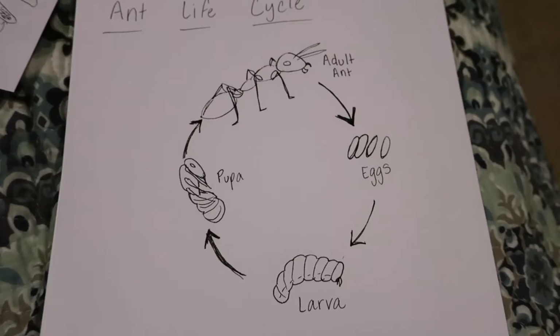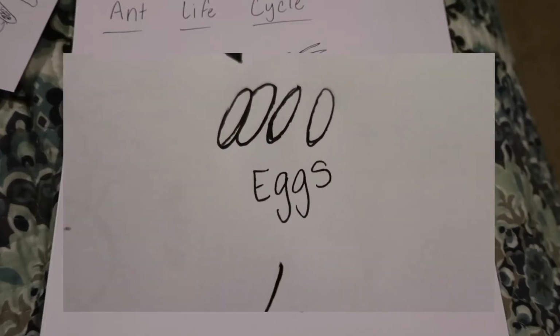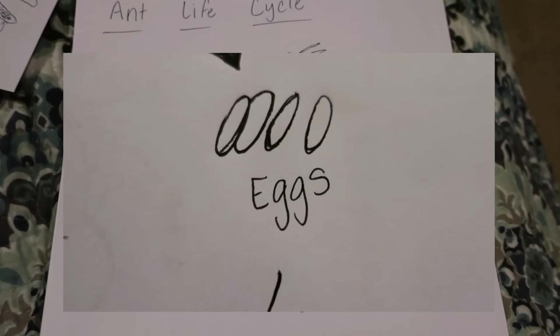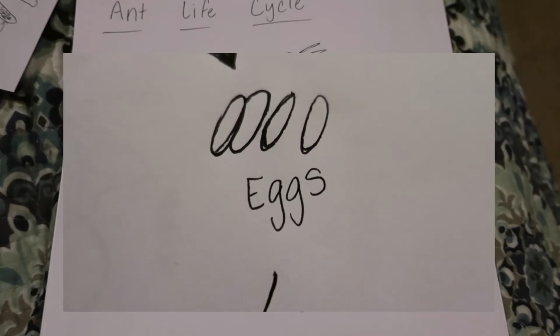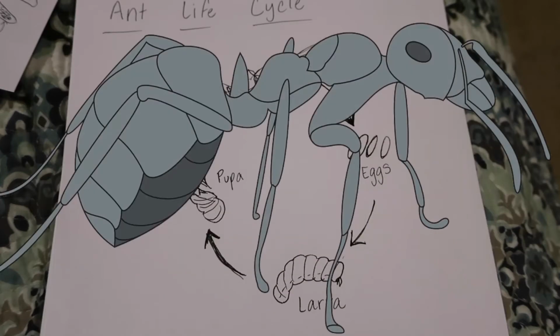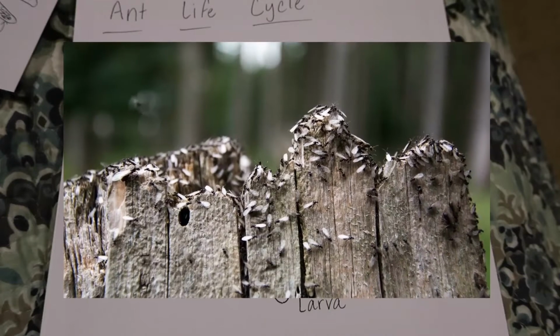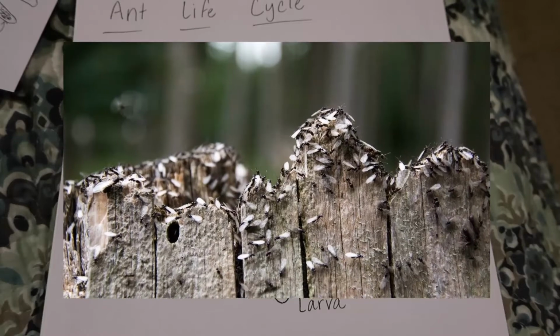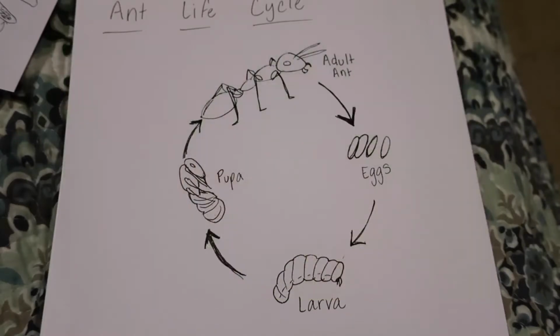So after mating, the queen lays both fertilized and unfertilized eggs. The fertilized eggs will eventually turn into female ants. The unfertilized eggs will become male ants. So these eggs are small, oval-shaped, usually transparent or white, and they take about 7 to 14 days before they hatch.